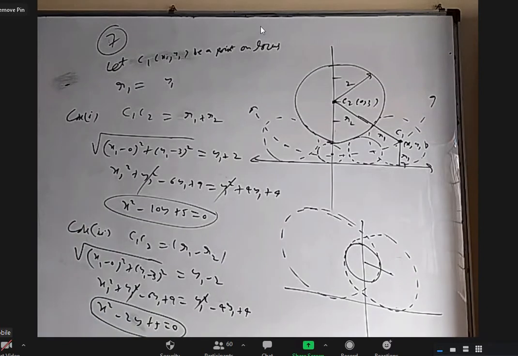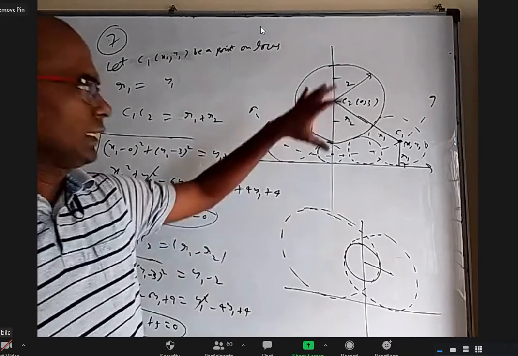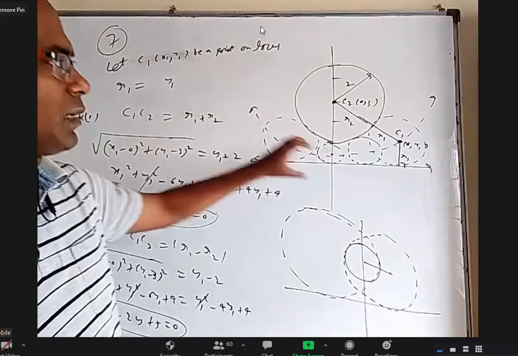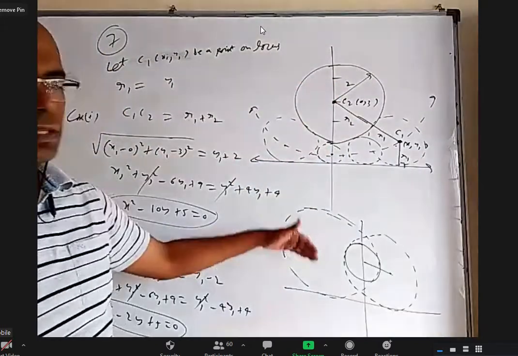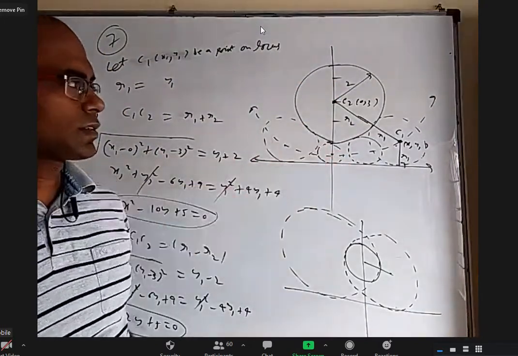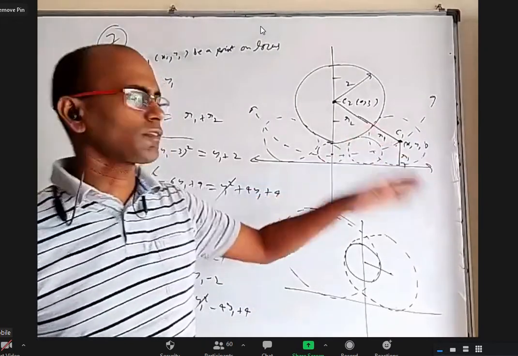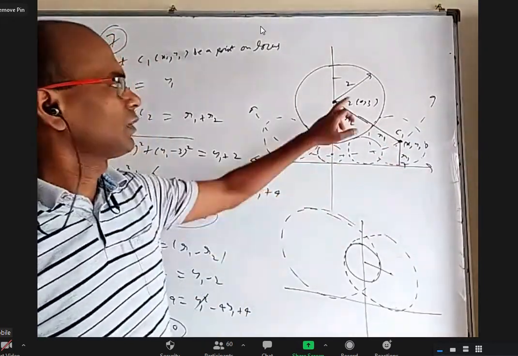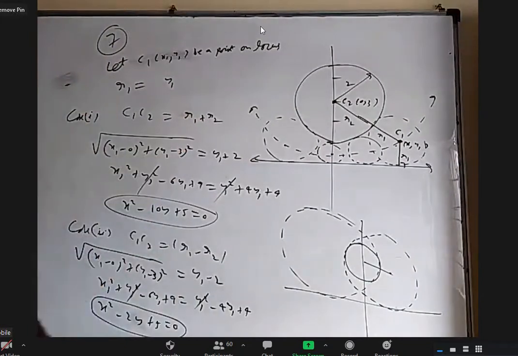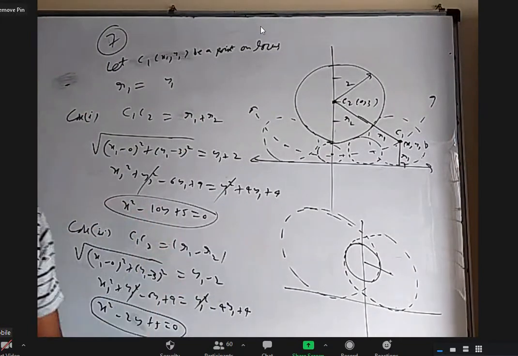Okay, what we have done is very, very simple. There is a fixed circle. There is a variable circle touching this internally or externally and touching the x-axis. You take the center x1, y1, that is sufficient to tell that the radius should be y1. If they're touching externally, C1C2 is R1 plus R2. If they're touching internally, C1C2 is R1 minus R2.